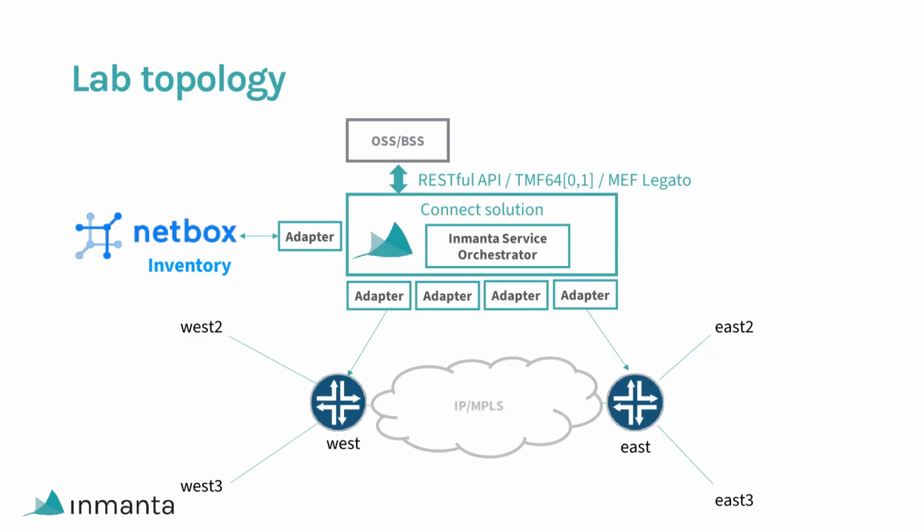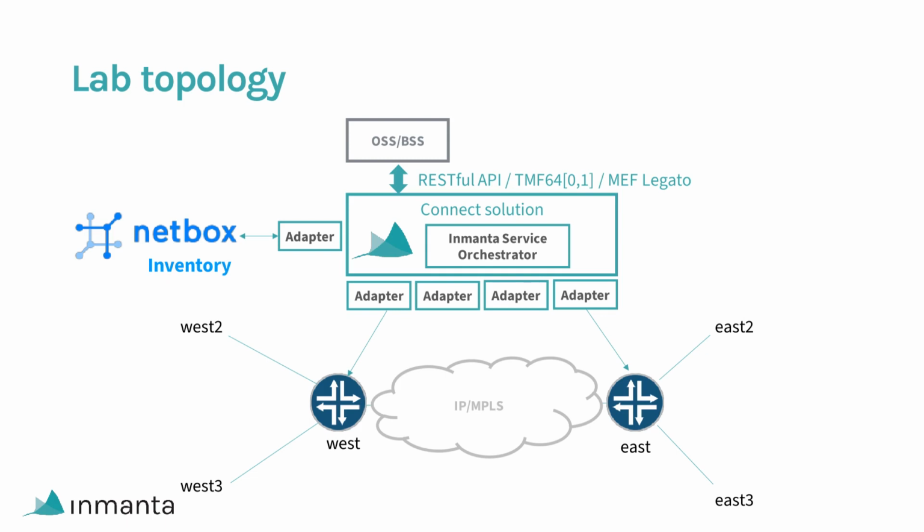For the demo today, we will be using the following lab setup. The lab setup consists of two routers connected to each other, and each router has two subscribers attached to them. They are connected over an IP MPLS network, and both routers are Nokia routers.